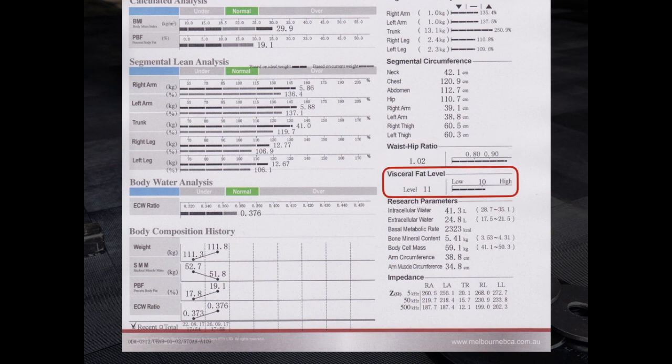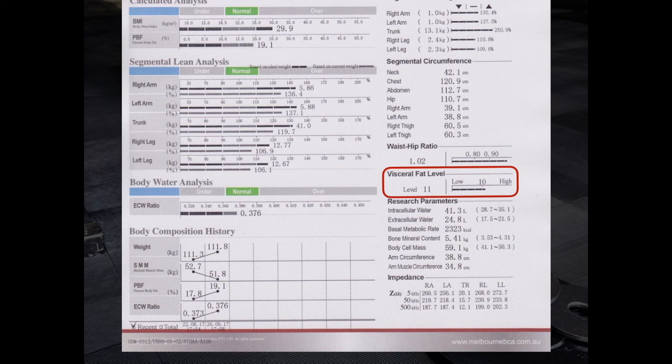Okay, next we have visceral fat, and this is the fat that's stored internally around your heart and your organs. So some visceral fat is required to protect your organs, but not too much, and too much can have effects on your health in many different ways. So an ideal amount of visceral fat is anything under level 10.